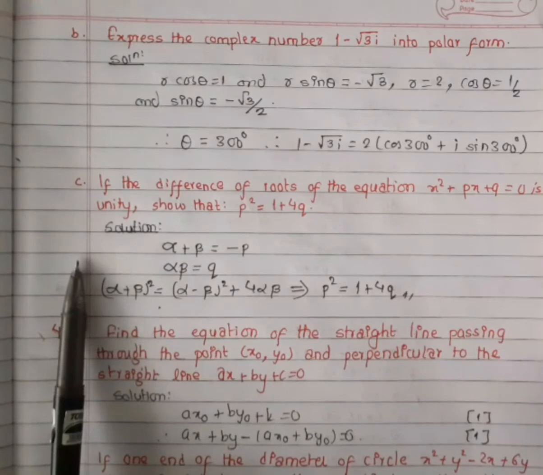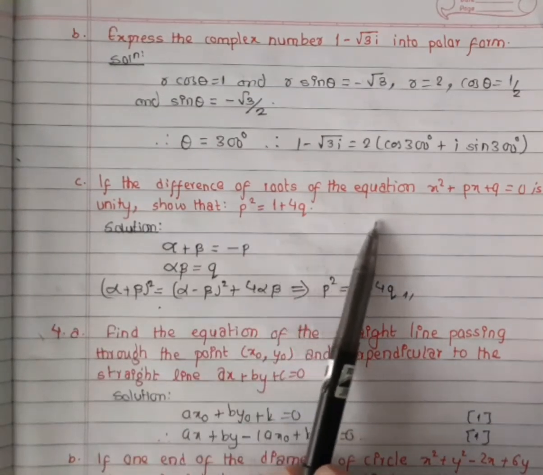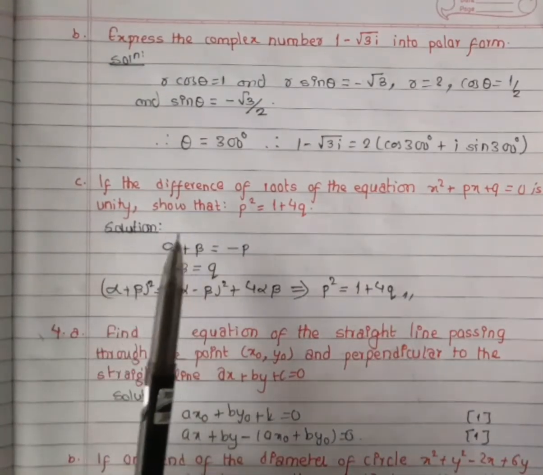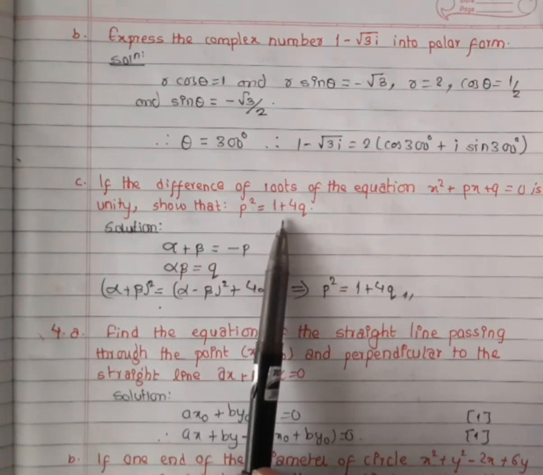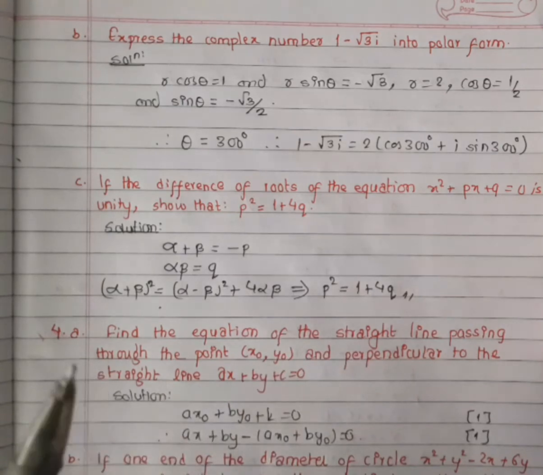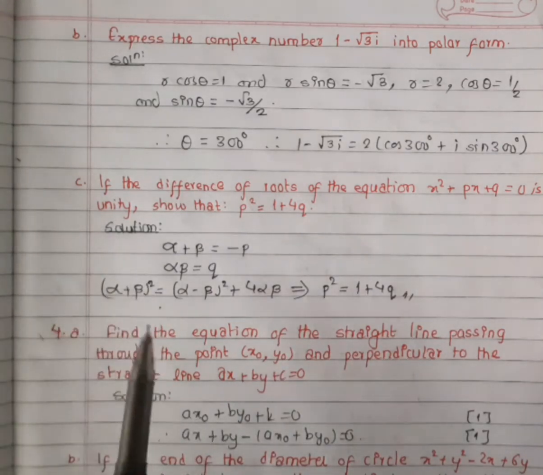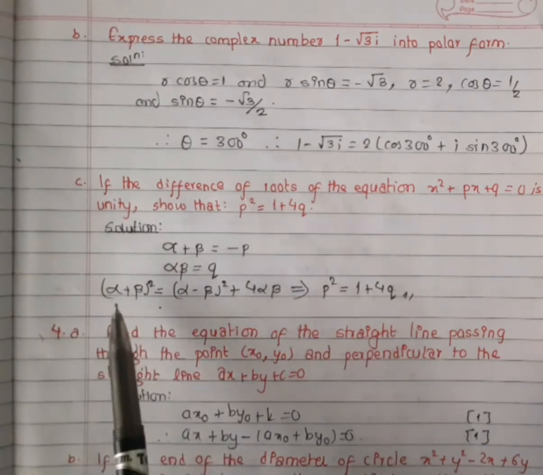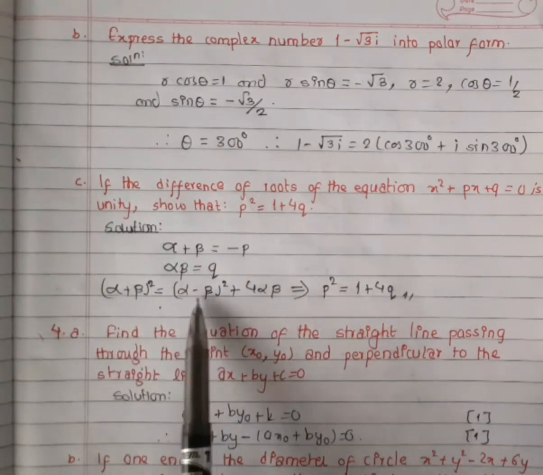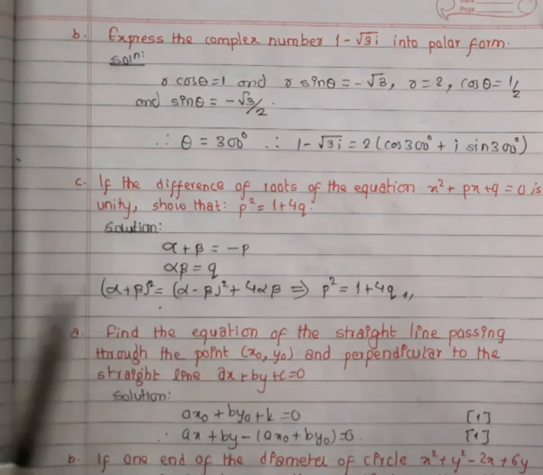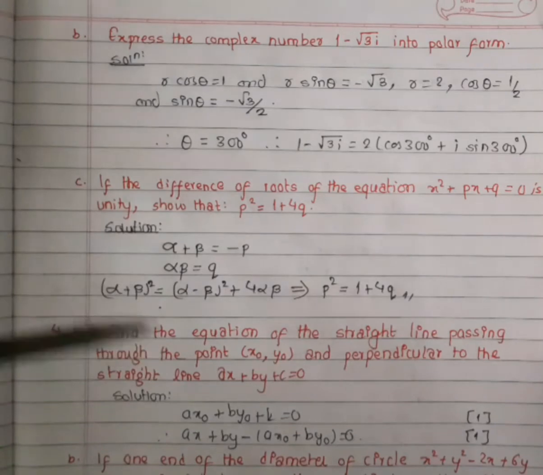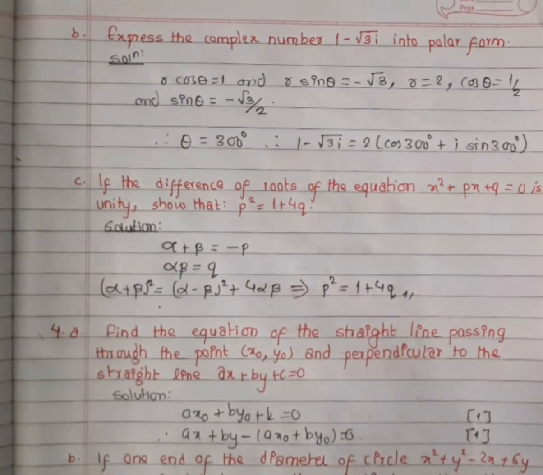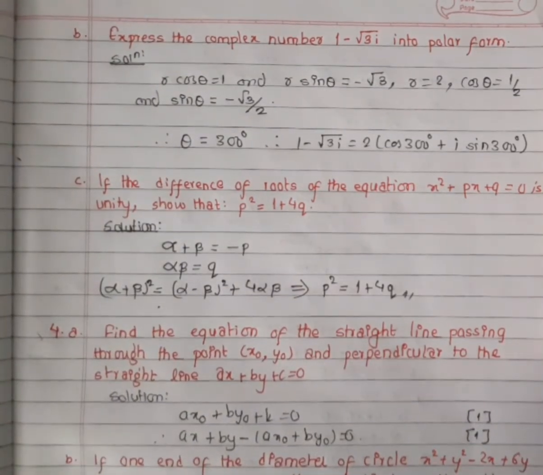And in question number 3c, see if the difference of roots of the equation is unity, so that p square plus 1, p square is equal to 1 plus 4q. And we know the sum of roots, difference, product of roots, by the definition we can write minus p by q, and the difference of roots is given, so we have to find the sum of roots, and by solving the equation we can get it easily. Only I have done it in short type.